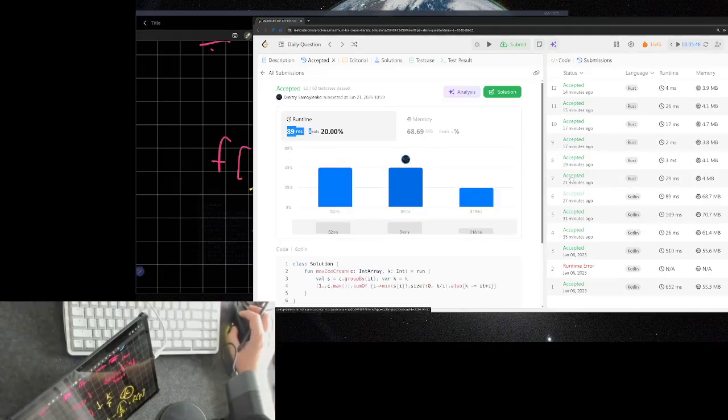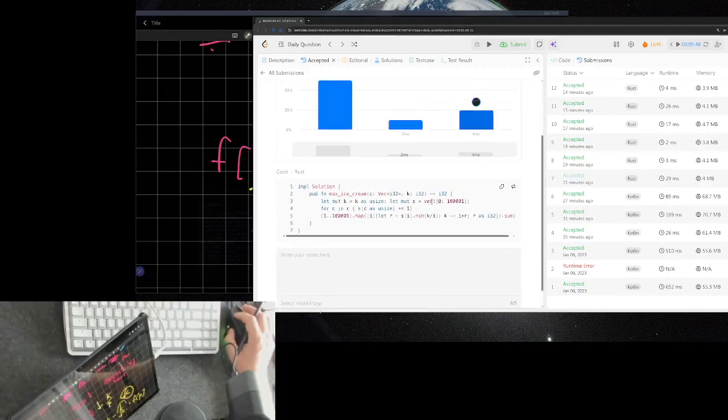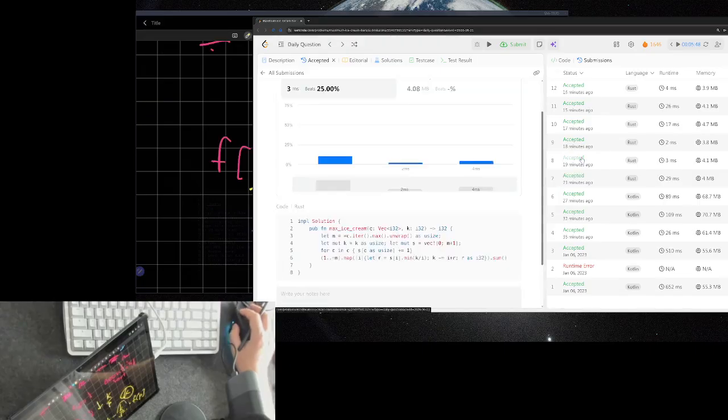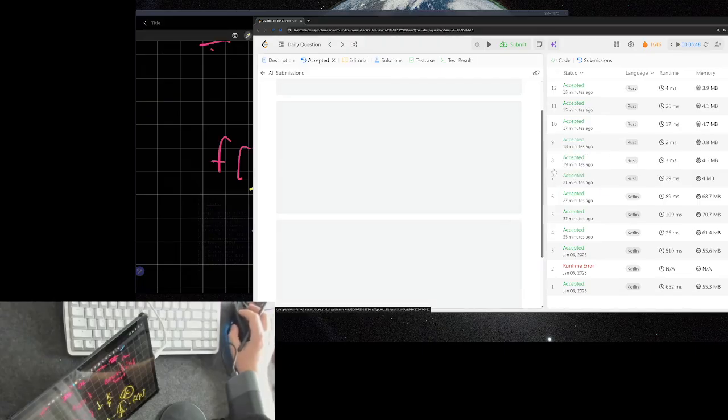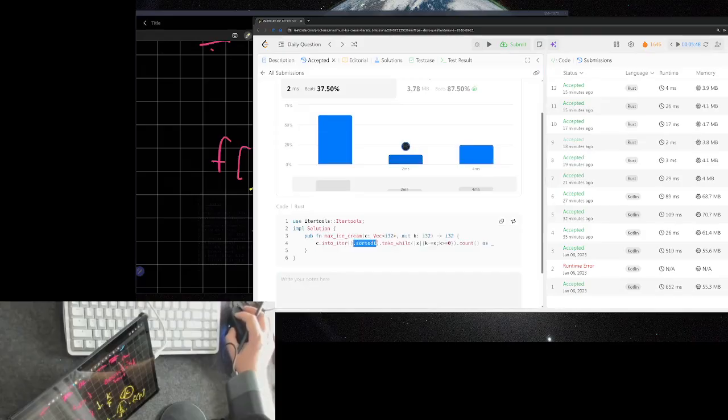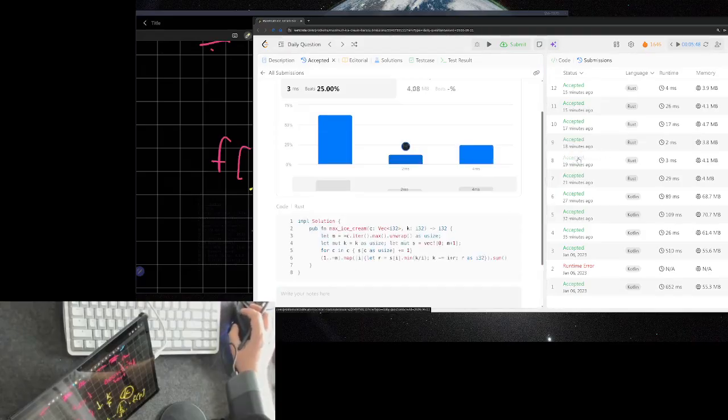And then let's look at the Rust. We can use vectors and define it as a constant. The fastest version is to sort, by the way.